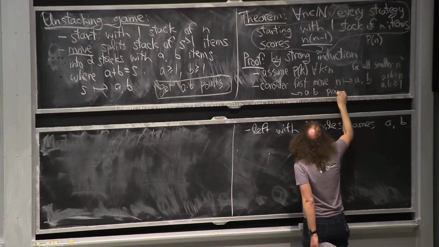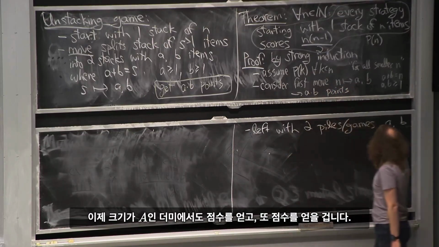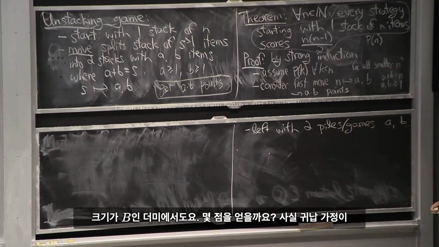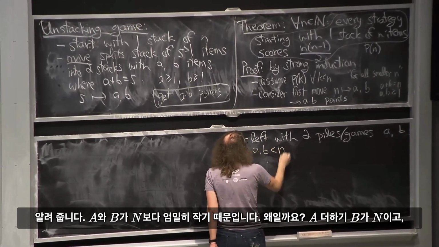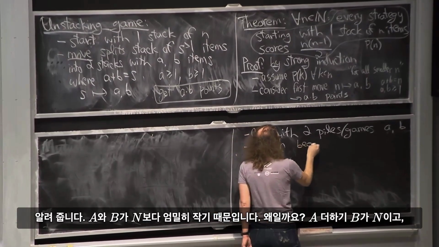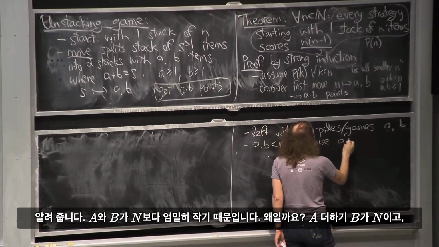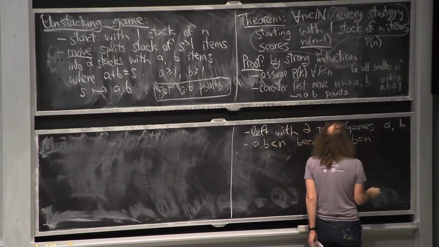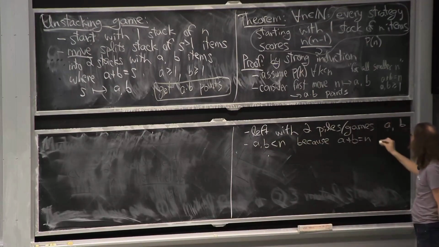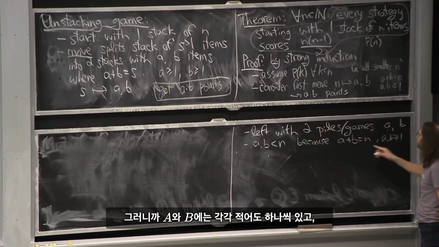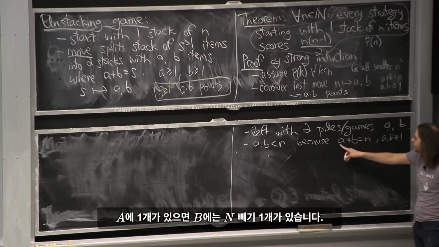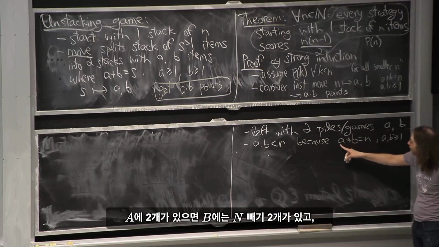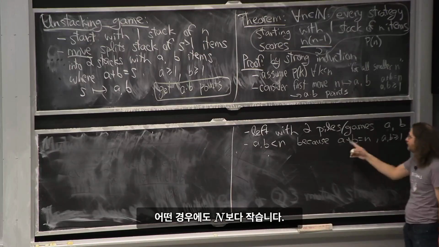Step. We're going to get some points from the pile of size A, and some points from the pile of size B. How many points do we get? Well, in fact, our induction hypothesis will tell us, because A and B are strictly less than n. Why? Because A plus B equals n, and A and B are at least 1. So there's at least 1 in each of A and B, and so the remainder must be strictly less than n. If there's 1 in A, then there'll be n minus 1 in B. If there's 2 in A, there'll be n minus 2 in B. In all cases, less than n.